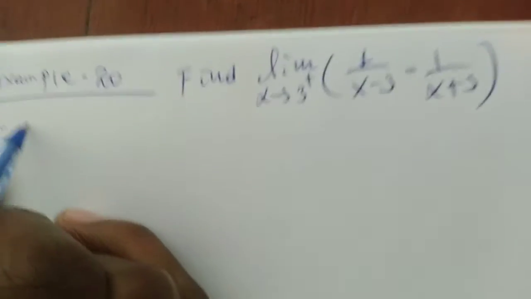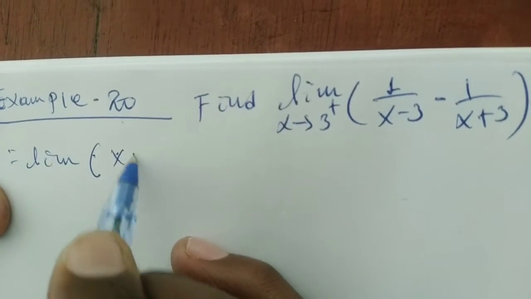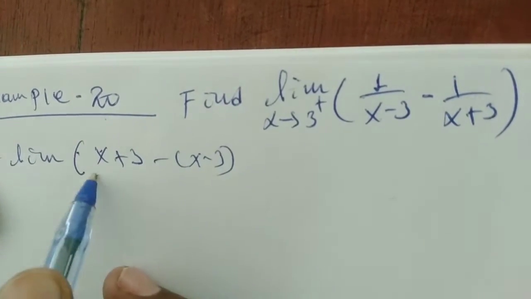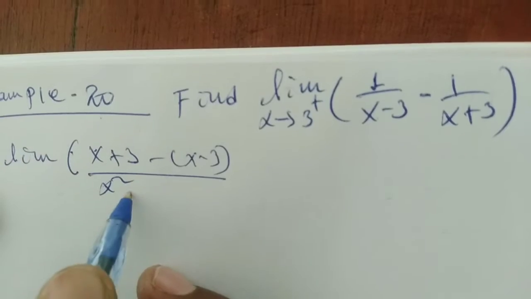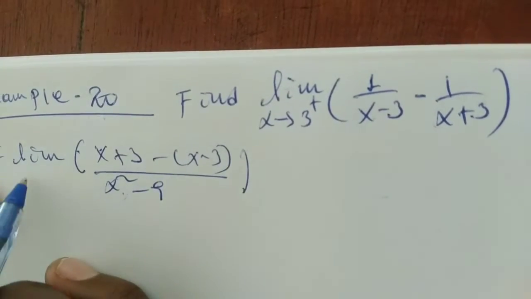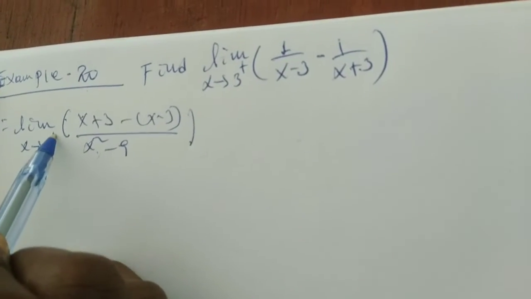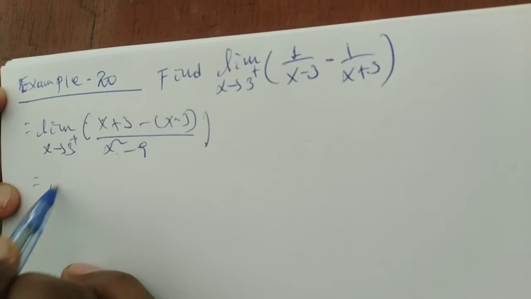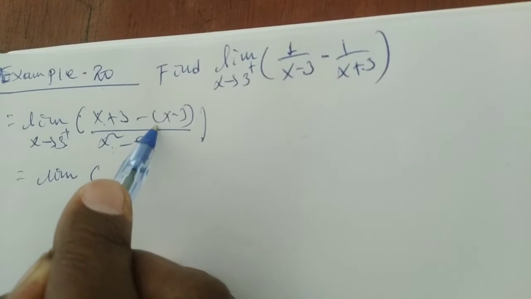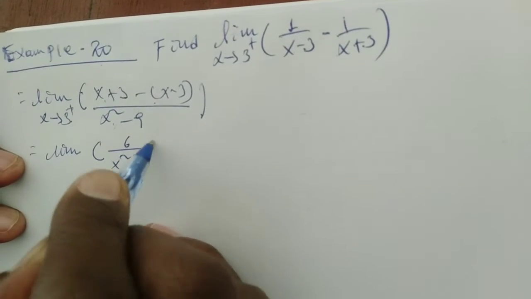This is equal to the limit of x plus 3 minus x minus 3 over x whole square minus 9, since x minus 3 times x plus 3 is x whole square minus 9, when x goes to 3 from the right. Which is equal to the limit of x minus x is 0, 3 plus 3 is 6, so 6 over x whole square minus 9 when x goes to 3 from the right.